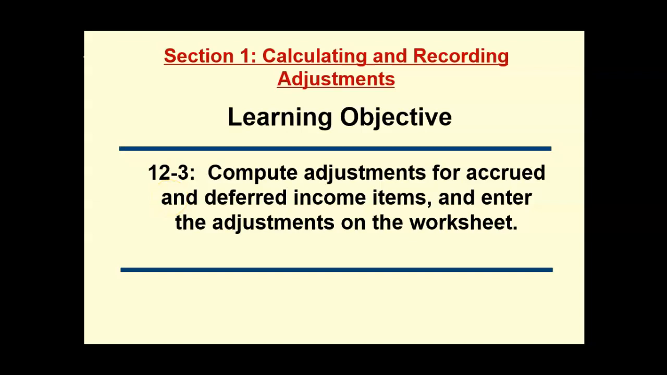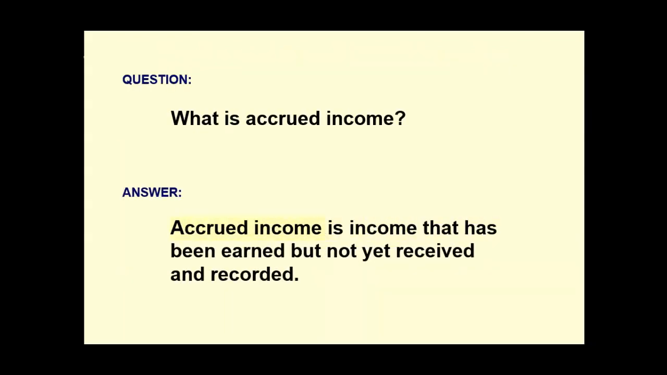Part 3 of our Chapter 12 lecture focused on what's known as accrued income and deferred income. Accrued income refers to income that has been earned but not yet received and recorded. So we're going to make an adjusting entry to make sure any accrued income has now been recognized and recorded in our accounting records.